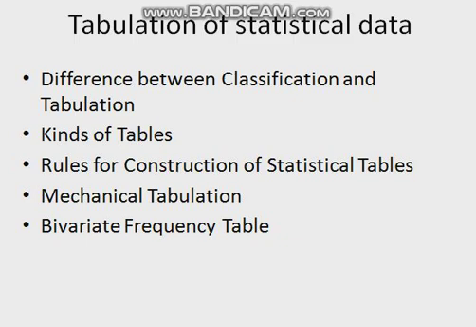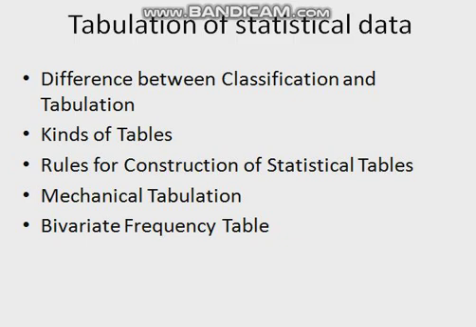Firstly, the sequence of both is different. First, data are classified, and after classification, they are presented in tables. Thus, classification is the basis for tabulation. Secondly, classification is done on the basis of similarity and dissimilarity of attributes, whereas tabulation is the process of arranging classified data in rows and columns. Thus, tabulation is a mechanical part of classification.